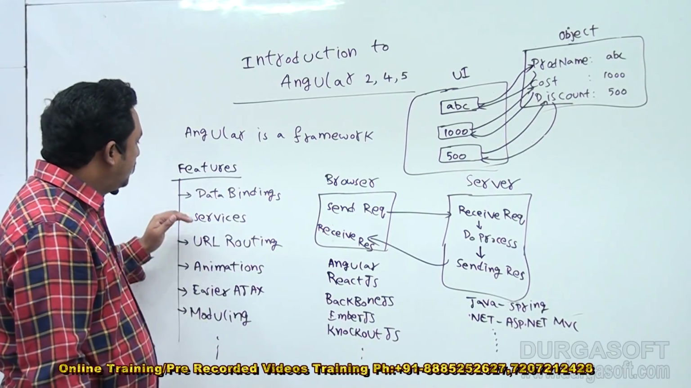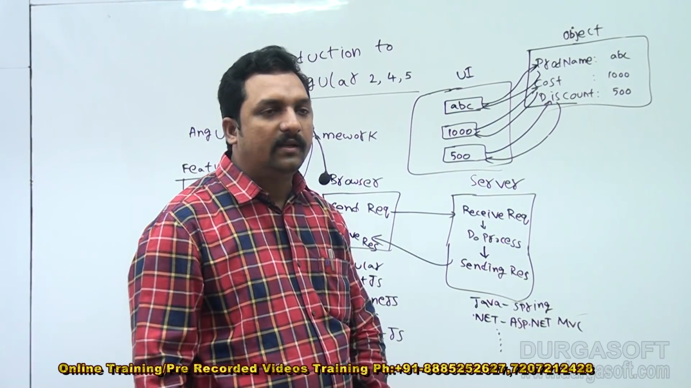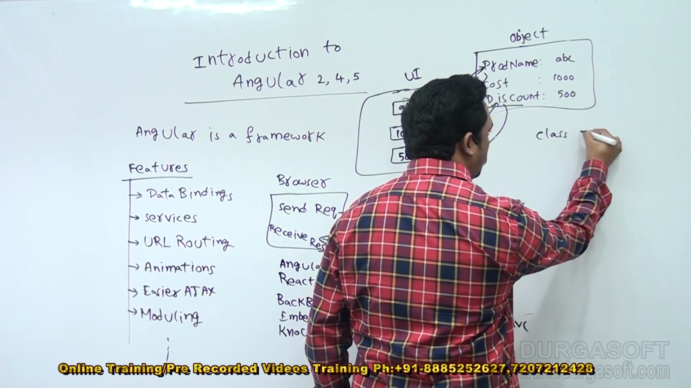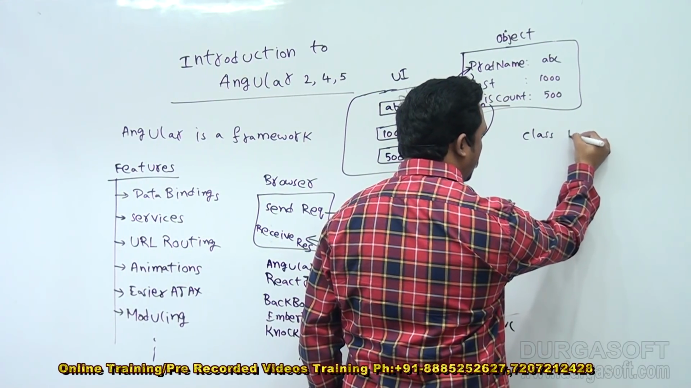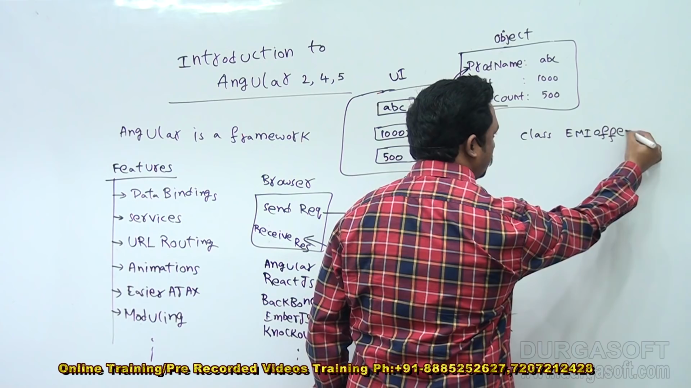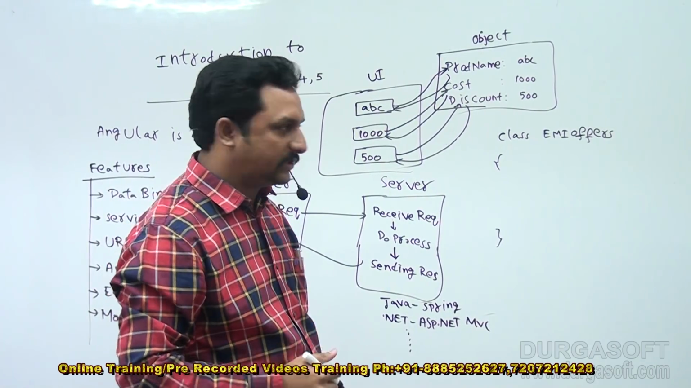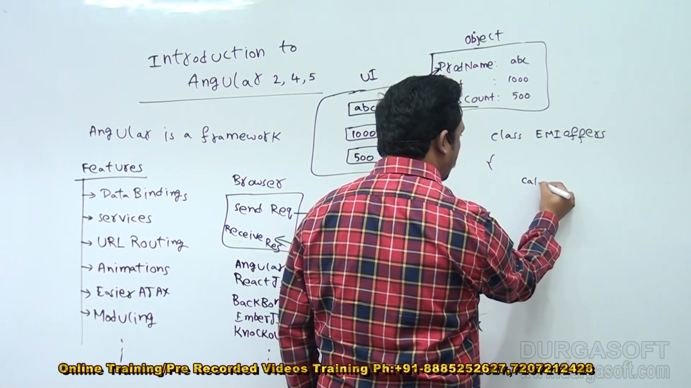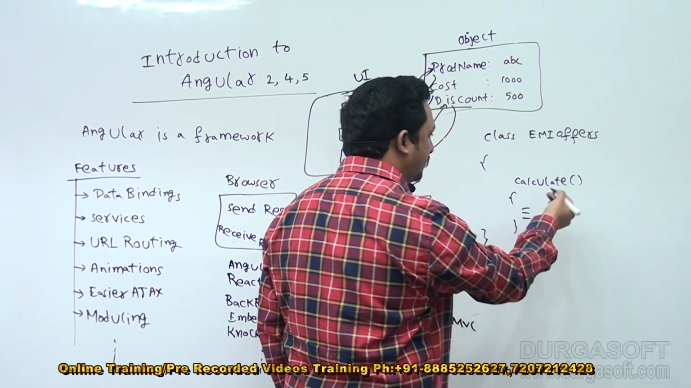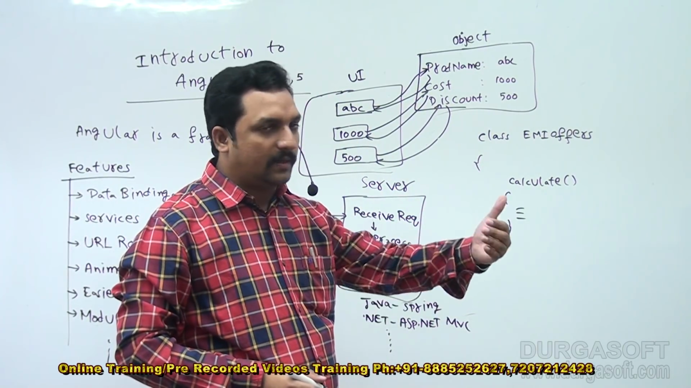Okay. It also supports services. So what is the meaning of services? Services means reusable code. For example, we have created a class. Imagine some online shopping site. This is calculating some EMI offers. Here some calculate method is available. This is for calculating EMI based on the given price. This is calculating and returning me the EMI amount for certain number of months.